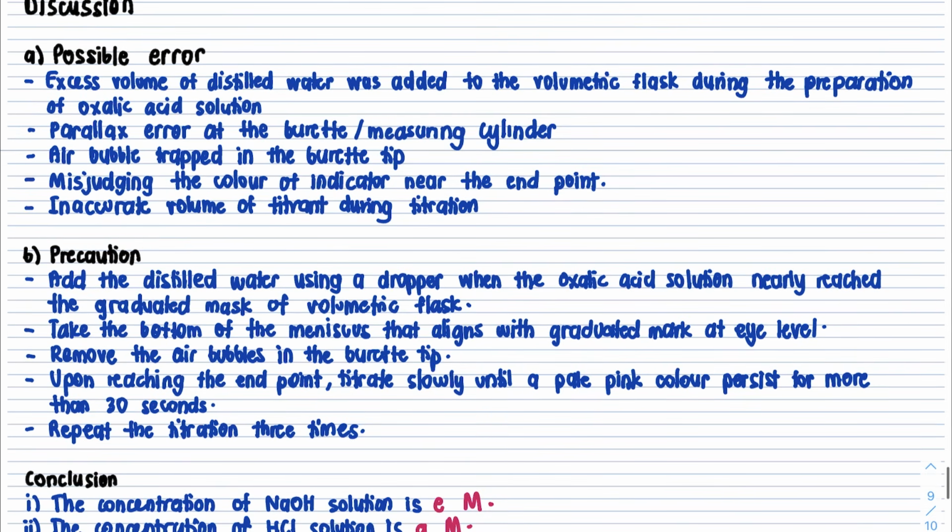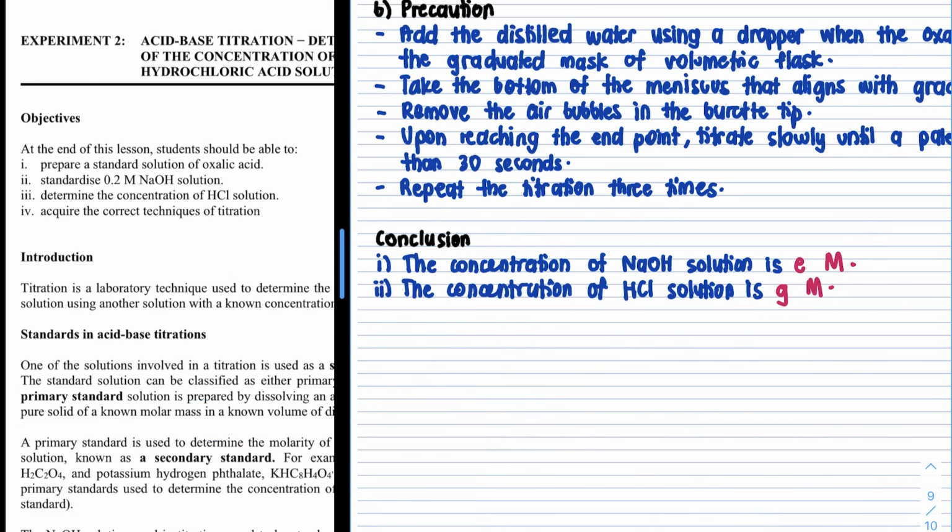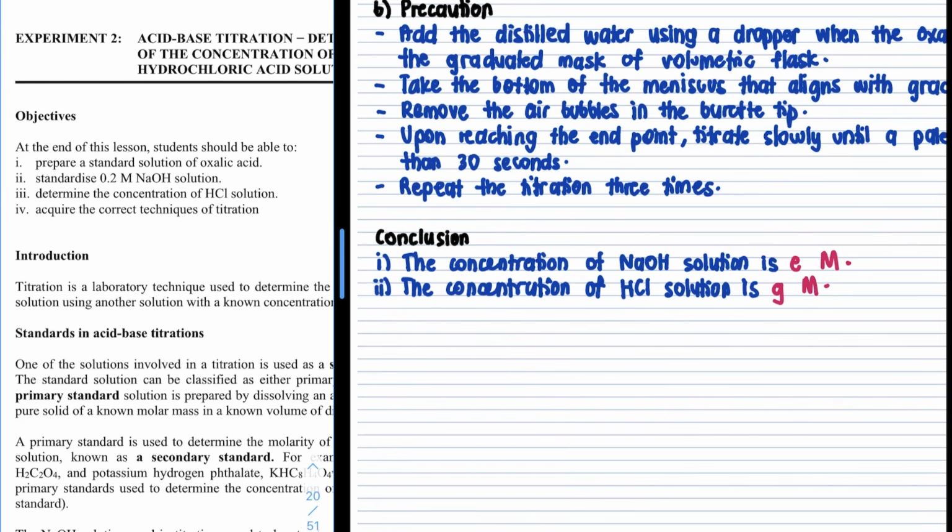And last but not least is the conclusion. Okay, so for conclusion, usually we will answer out our objective. So in this experiment, we have 4 objectives. So for the 4 objectives, usually for the conclusion, we will write down only the things that we have found out lah. Okay, so for the objective here, let us look based on the lab manual: to prepare a standard solution of oxalic acid solution. There's no need to write down the conclusion. Here, standardize a 0.2 molar NaOH solution.